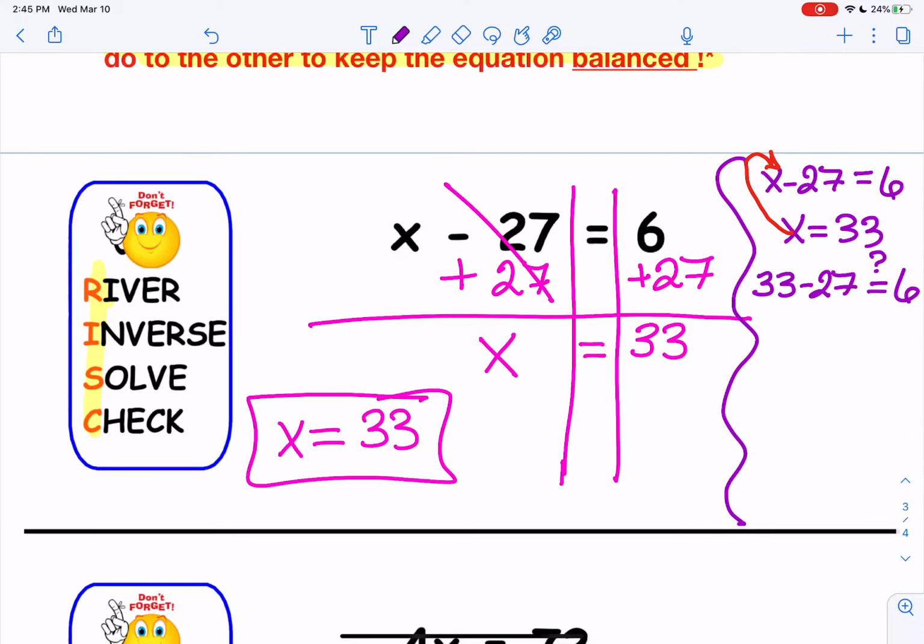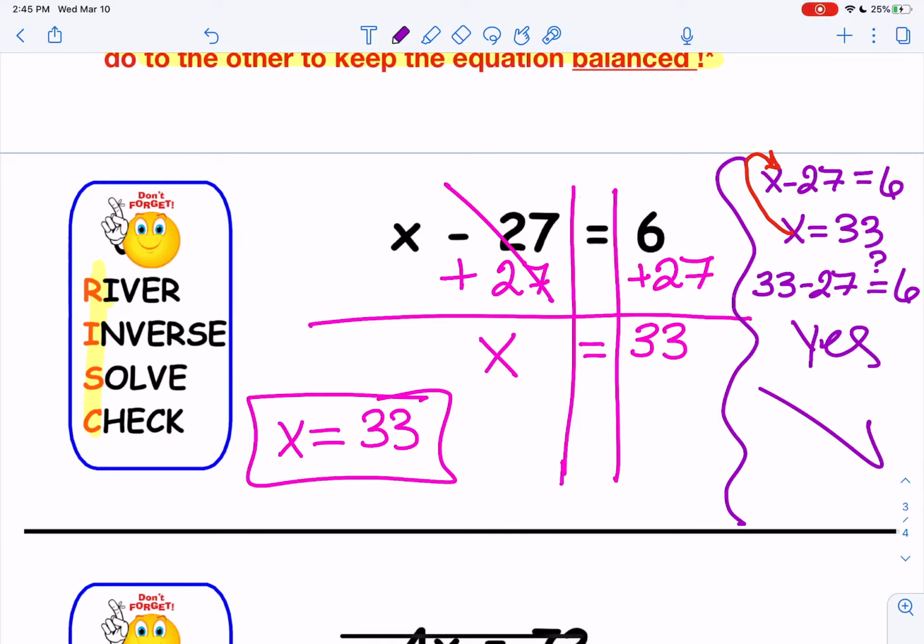If it does, great. If it doesn't, we know something happened, right? We did something wrong. And it turns out 33 minus 27 is 6. So yes, it worked. And it's good. Now, let's say we got x is 35. Well, when we go to check it and we plug in 35, it would be 35 minus 27. And 35 minus 27 is not 6, it's actually 8. And then we would know something's wrong because the answer didn't come out to be 6.